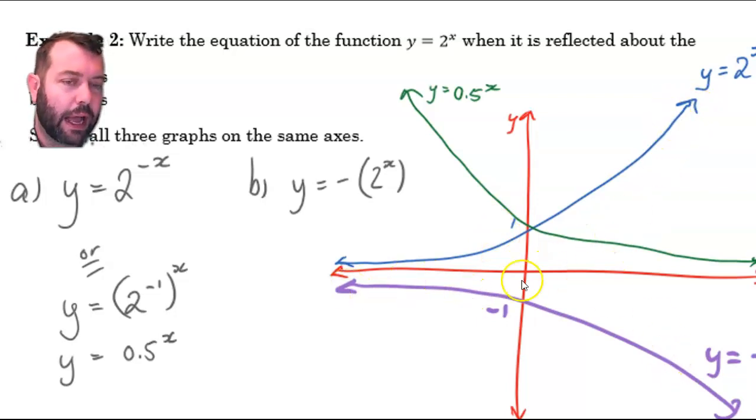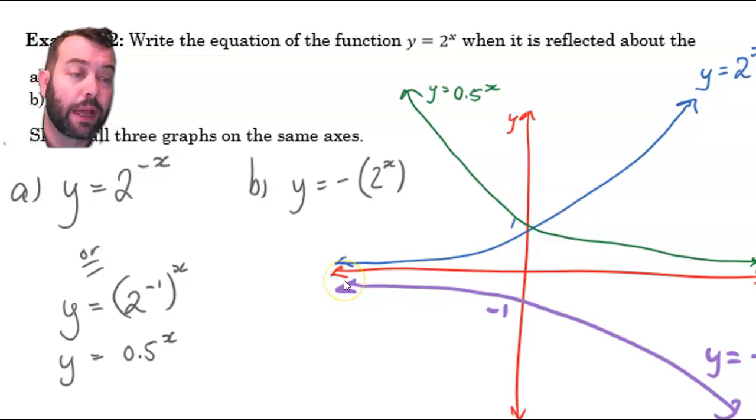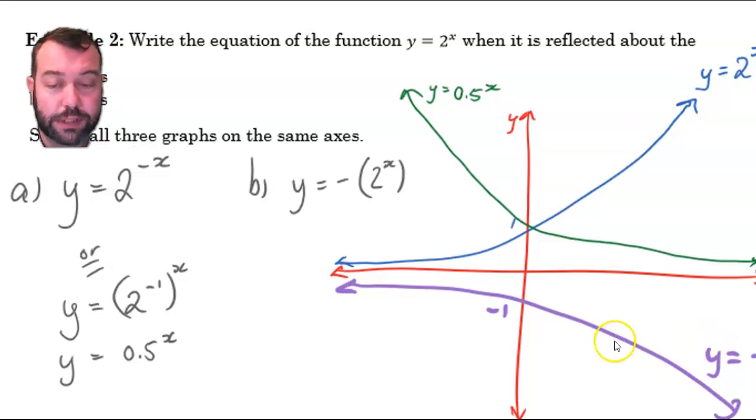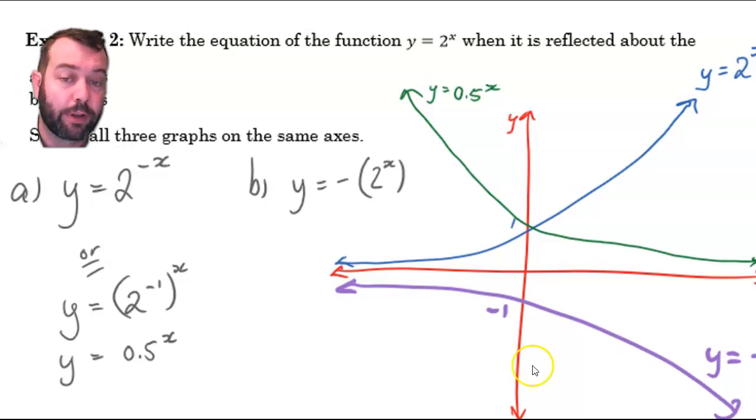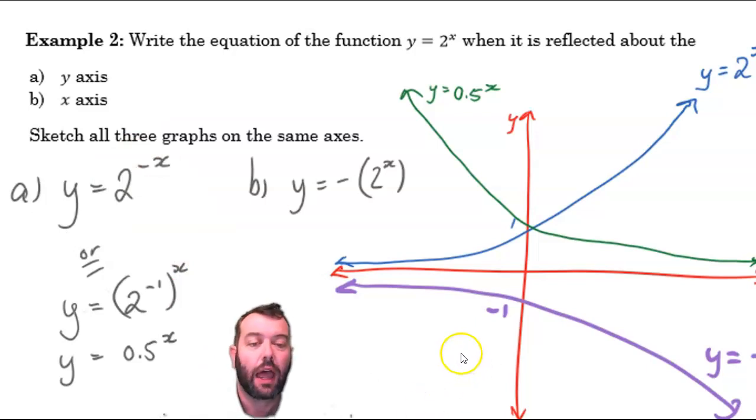The purple one here certainly shares much in common with the blue graph. It has been reflected about the x-axis. Okay, and that's y equals negative, brackets, 2 to the power of x. Rightio, that's reflections. Let's try this down here. Here we go, reflect on that.